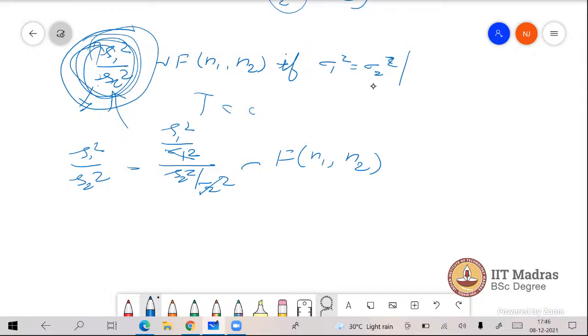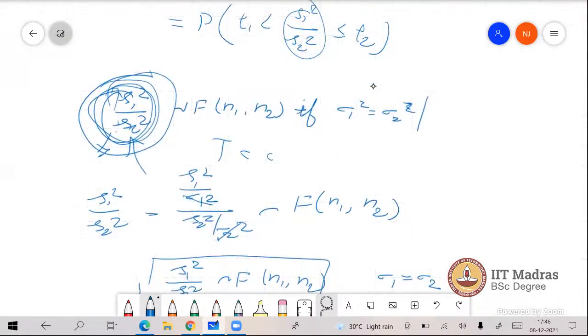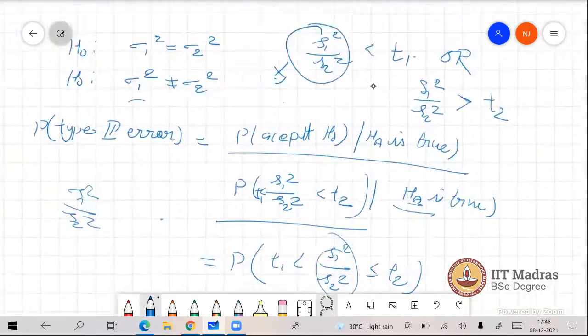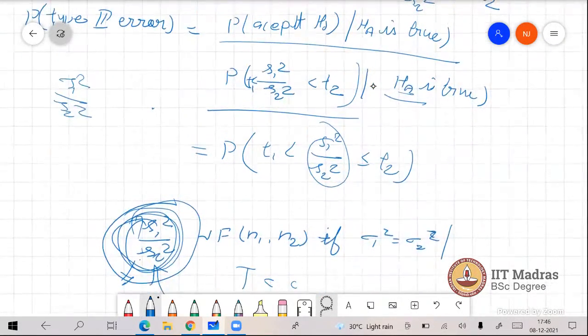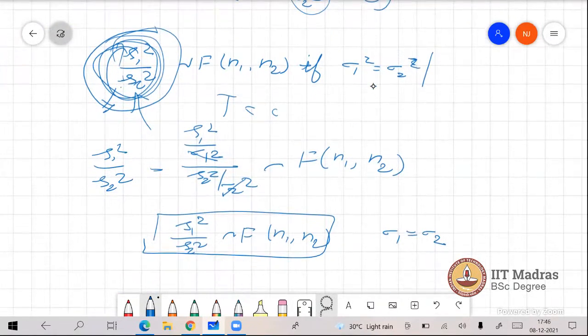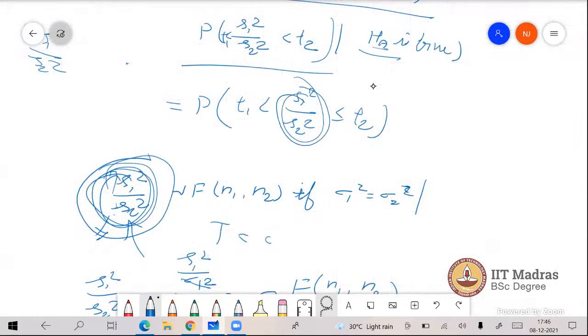Right, and I say that S1 square upon S2 square follows an F distribution with degrees of freedom n1, n2. This is true when sigma 1 equals sigma 2. This is not true in general. So whenever H A is true and it says that sigma 1 square is not equal to sigma 2 square, in this case you cannot say that this follows F. This need not be F.